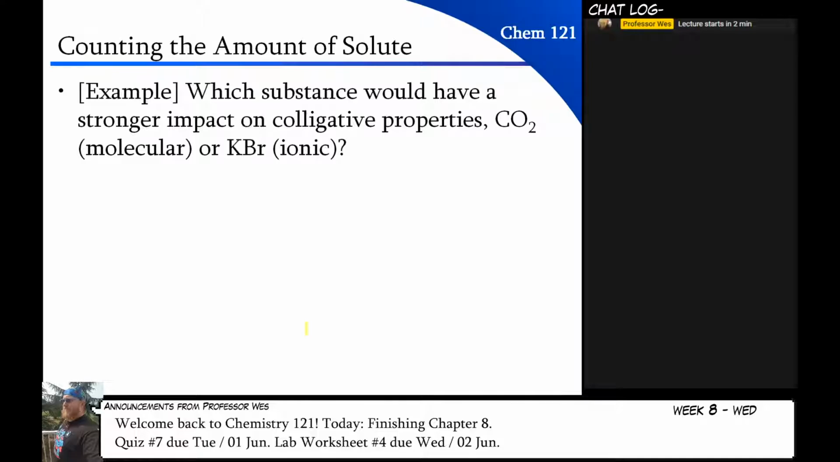So let's do an example. Which of these substances is more impactful on colligative properties? CO2, which is molecular, or KBr, which is ionic. Tell me how many pieces each splits into, if any, and then tell me which one is more effective. Type your answers in the chat.